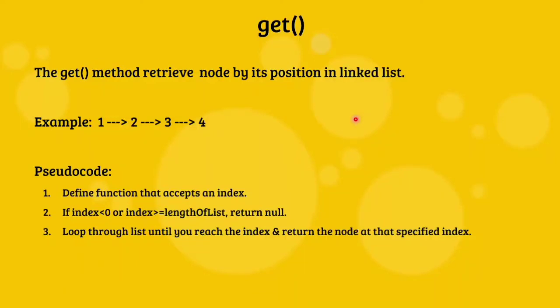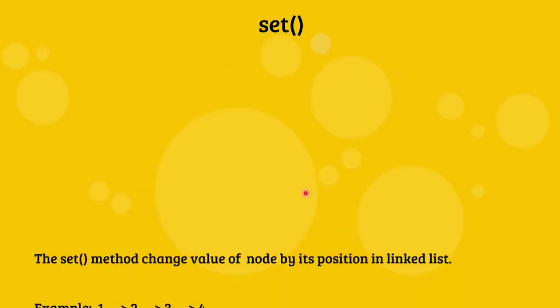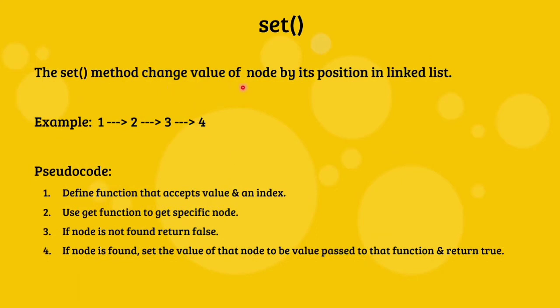Everyone, welcome back. Once we are done with get method in linked list, it's time to see set method in linked list. So firstly, set method changes value of the node by its position in linked list. What it actually means? So in an example, we have linked list with value 1, then 2, then 3 and then 4. Suppose I want to change value 2 and make it 7. At that time, I can make use of set method and it changes value of its node by specifying its position.